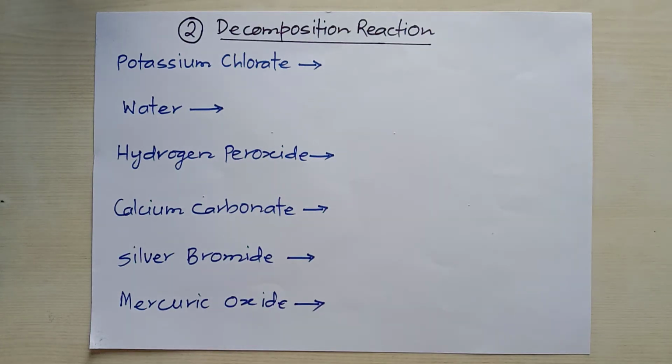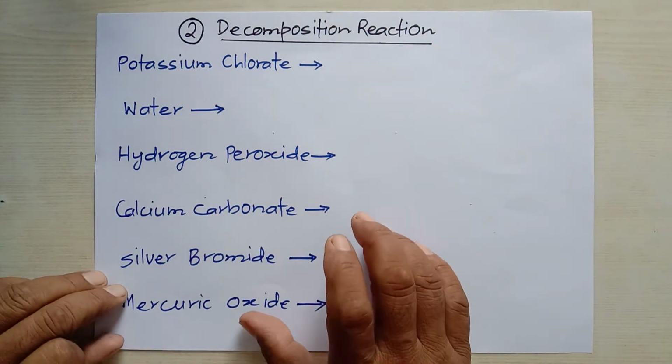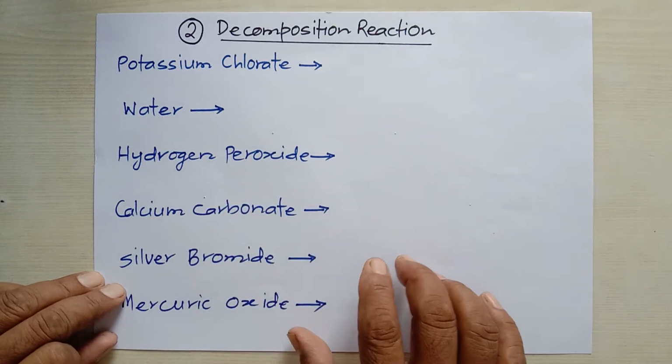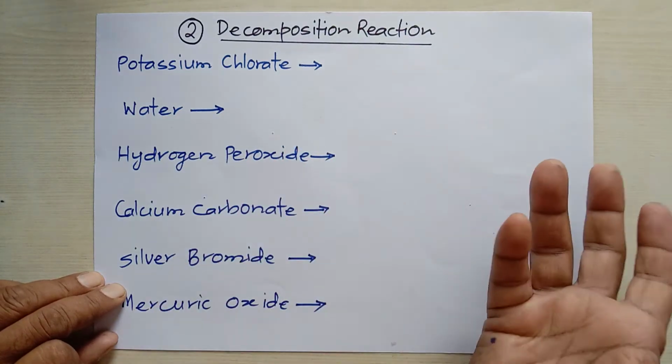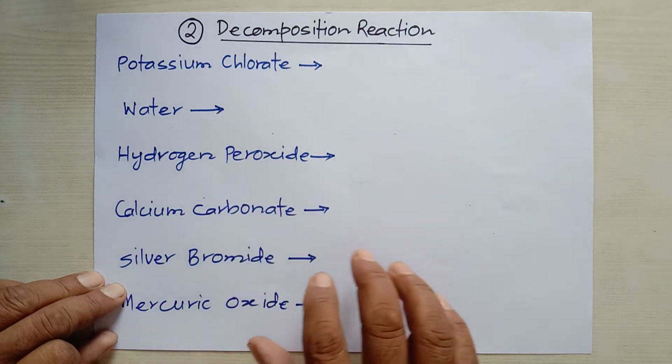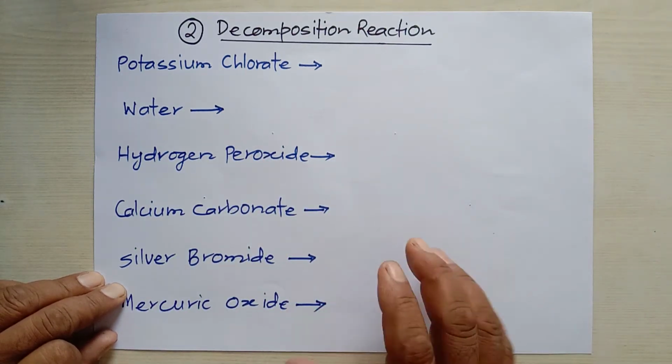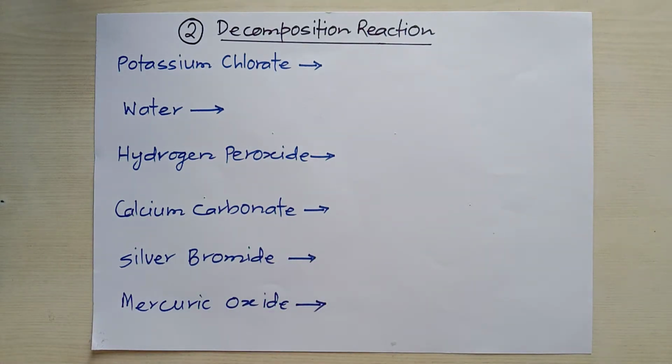We are continuing the chemical reaction. I took four basic types of chemical reaction. One, combination reaction, which we did in the previous class. Second, decomposition reaction, which we are doing now. In another class we'll do displacement reaction, and next we'll be doing acid-base reaction. There are four basic types of chemical reaction, and we are going to write and balance the equations.